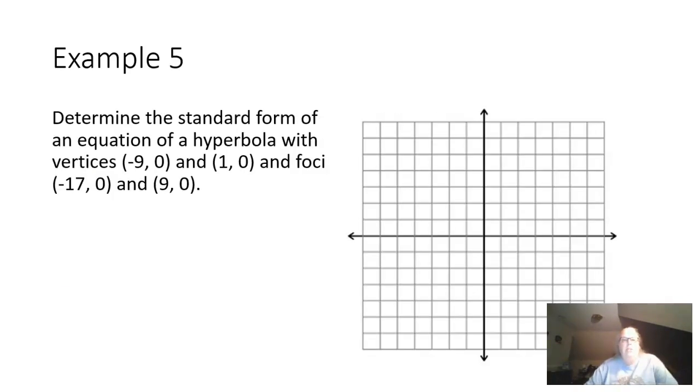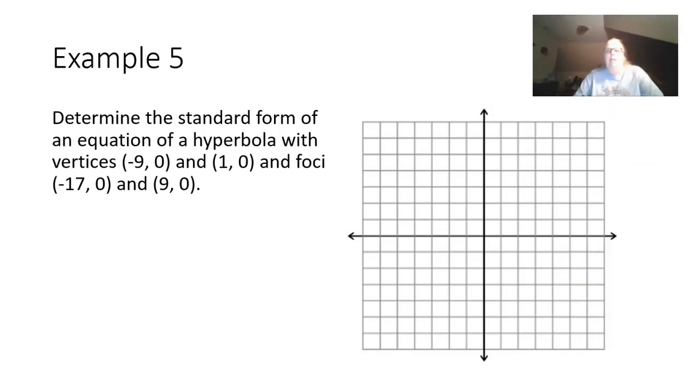Example 5. Determine the standard form of an equation of a hyperbola with vertices negative 9, 0, positive 1, 0, and foci negative 17, 0, and positive 9, 0. Okay, notice this one doesn't ask us to graph it, but there is actually a graph included. That's because the graph will actually help us to see the parts of the hyperbola that we don't have, and we can actually get them by counting or by using logic.